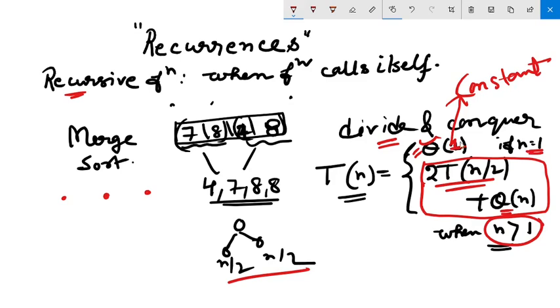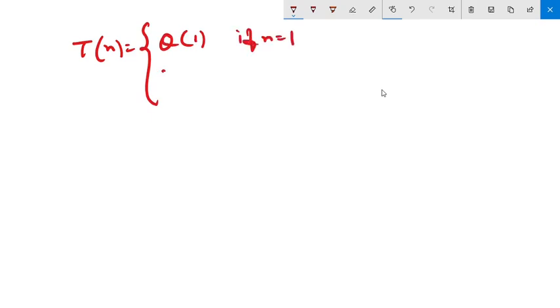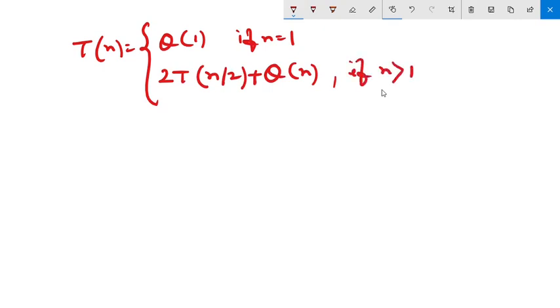So now what is the problem? The problem is that we got this recurrence relation, and now we want it to be solved. So in merge sort we have T(n) equal to theta 1 if n equal to 1, the trivial case, and otherwise 2T(n/2) plus theta n if n is greater than 1. That means at least one input has to be there, and more than that, I mean more than one input.